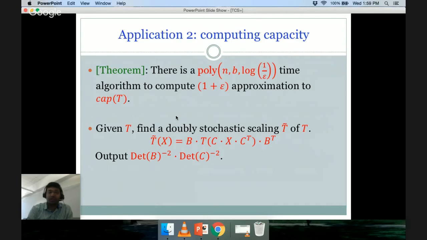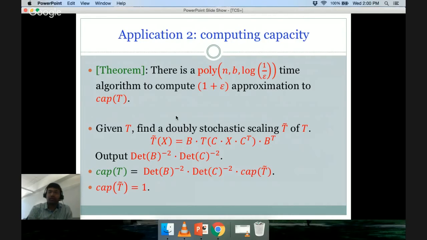Okay, so what it turns out, you can check this. It's a simple calculation that capacity of T is exactly this product of determinants times the capacity of T tilde. And since T tilde is doubly stochastic, it can be proved that capacity of T tilde is exactly 1. So this gives you an exact algorithm for computing the capacity of an operator T. This is in the exact case, but the same analysis also works in the approximate case.